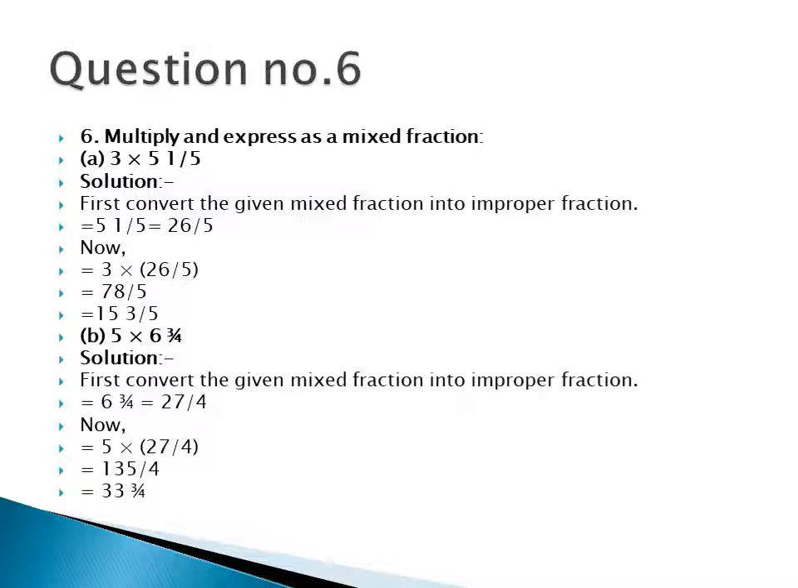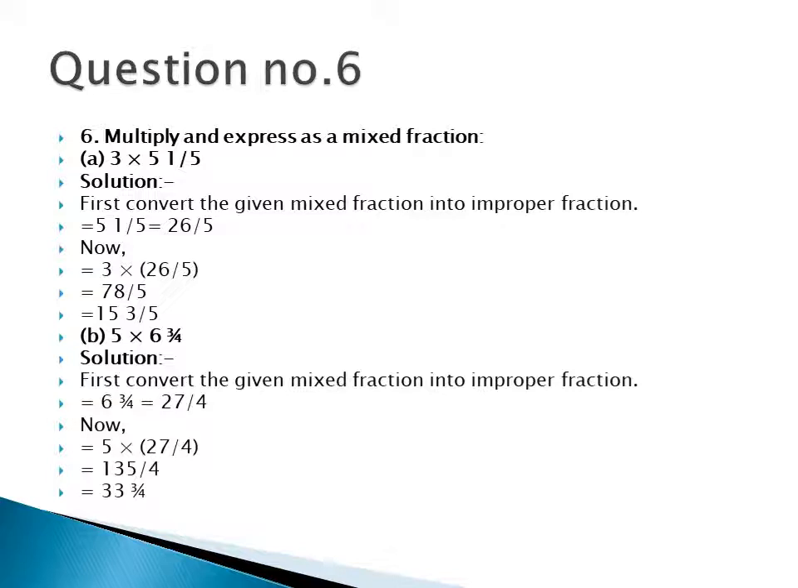We have to multiply. So first we have to convert this mixed fraction to an improper fraction. First convert the given mixed fraction into an improper fraction. So 5 integer 1 by 5. 5 fives are 25 plus 1 will give you 26 by 5. Now you have to multiply 3 into 26 by 5. 3 into 26, what will you get? It's a simple multiplication, which equals 78.